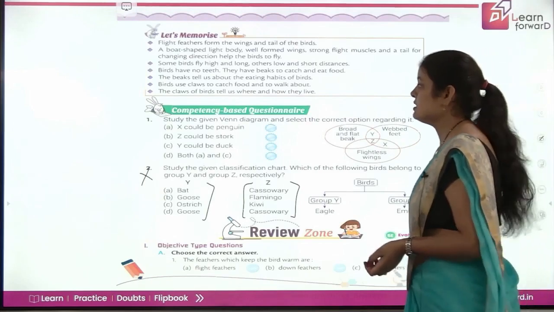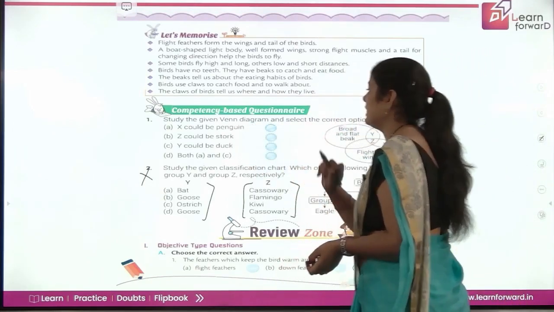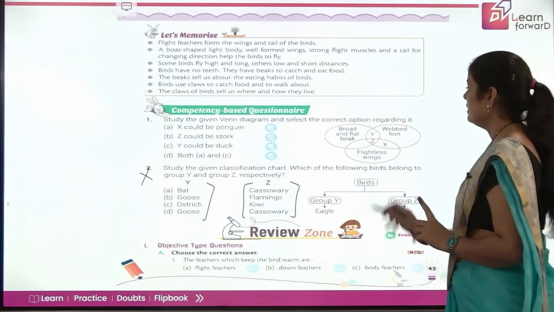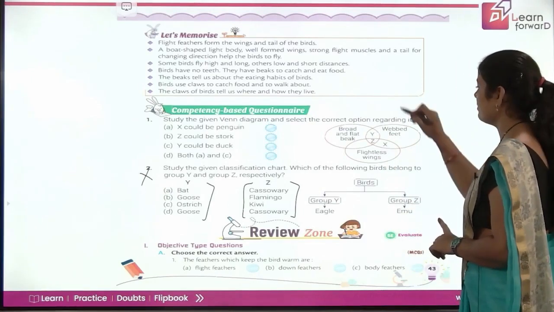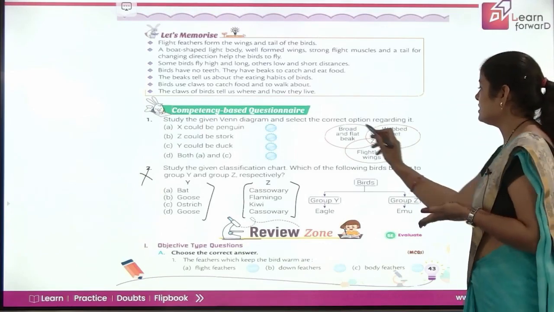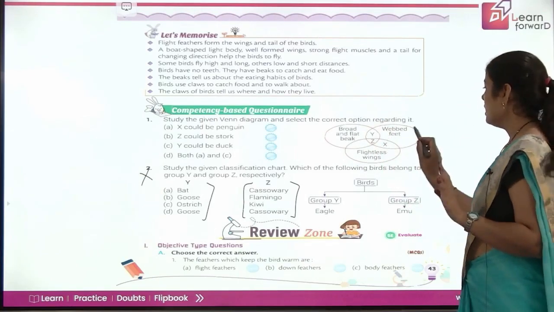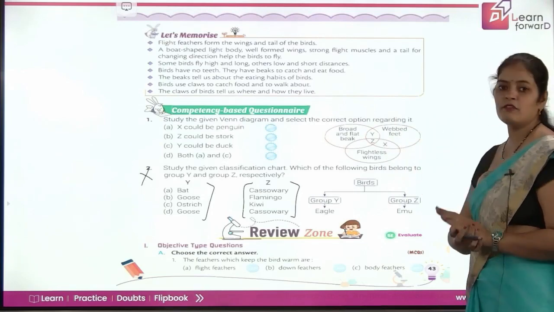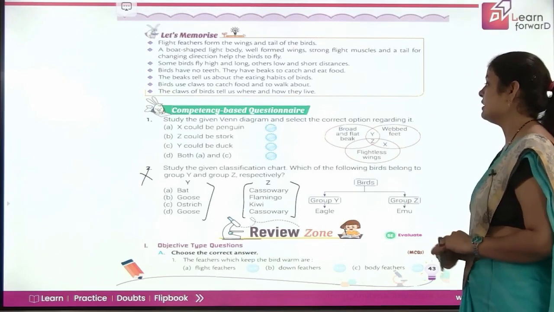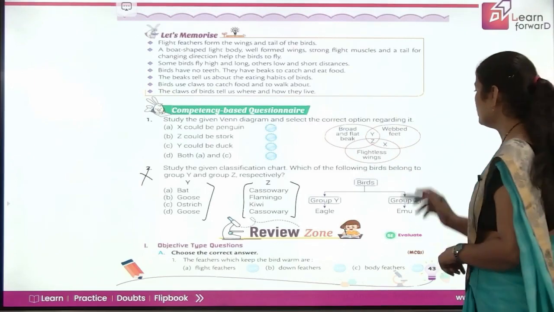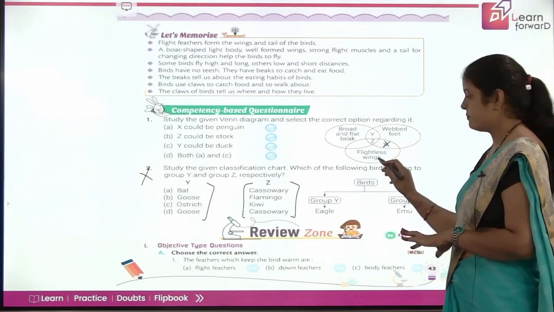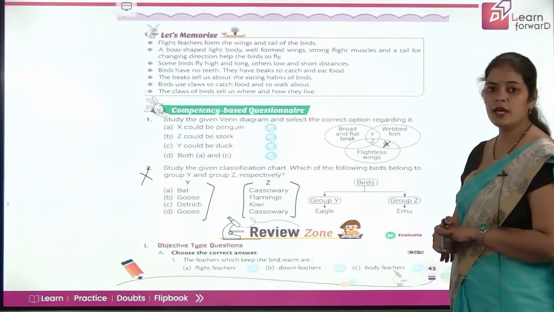Study the given Venn diagram and select the correct option regarding it. First one, they are saying that one group is having broad and flat beak. So this is called one group. Another group is birds that are having webbed feet, and they are overlapping. The third circle says that these are flightless birds. So this X says the type of bird that is flightless and having webbed feet.